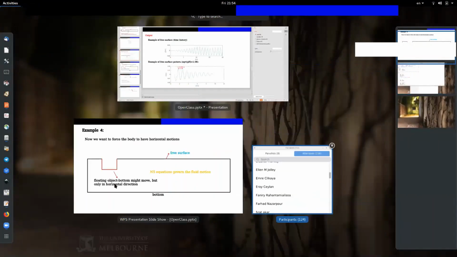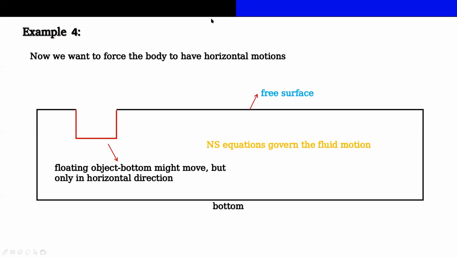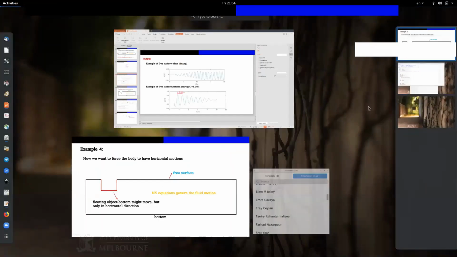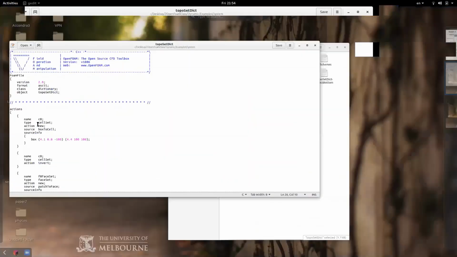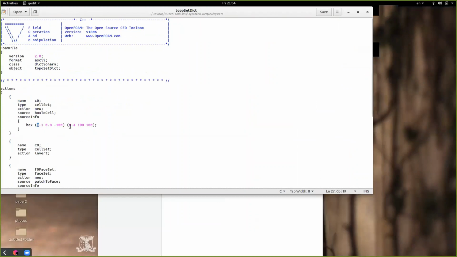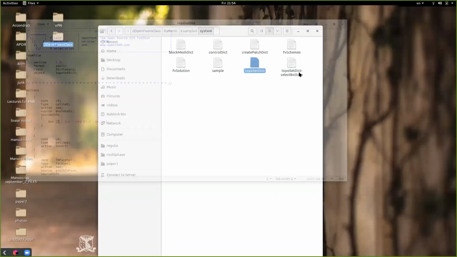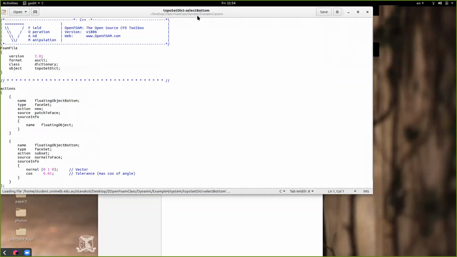So if it's very close to the left end, the simulation might crash. So I just shifted it a little bit forward. It used to be, I think, at 0.1 to 0.4. I just switched it to 4.5 to 4.4. And I just get again the bottom.